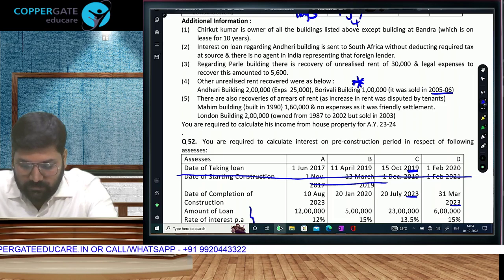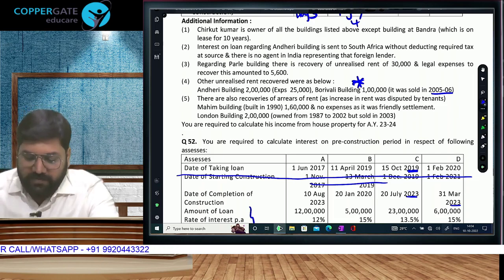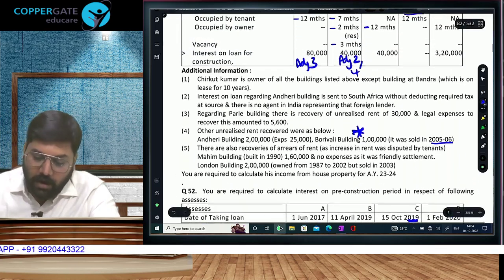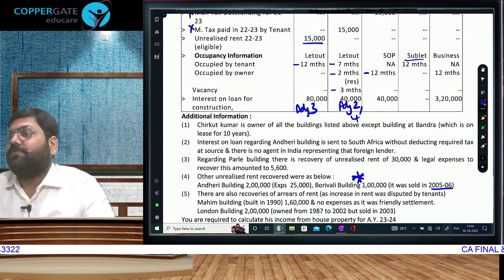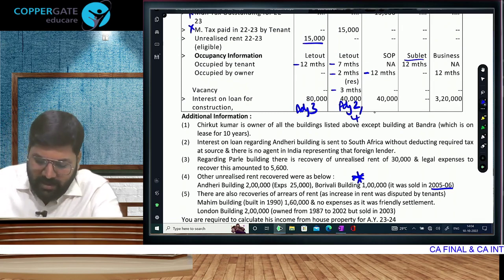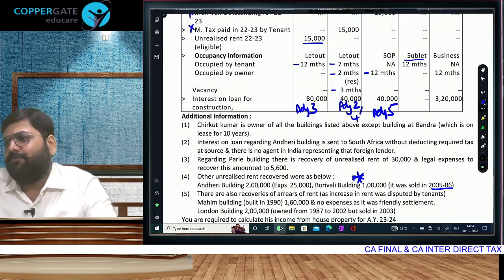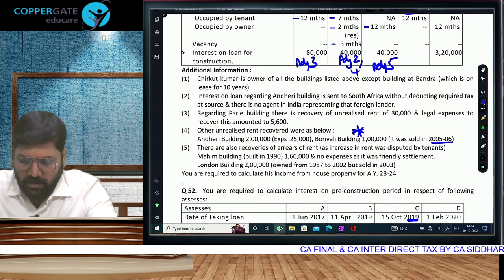There are also recoveries of arrears of rent as increase in rent was disputed by tenants. Mahim building built in 1990 1,60,000 and no expenses as it was at friendly settlement. मतलब along with recovery of unrealized rent, we also have recovery of arrears, याद है ना? Out of love and affection extra. तो माहिम में है तो ठीक है, माहिम के सामने we will write adjustment 5 current year का computation करके recovery of arrears will be added.